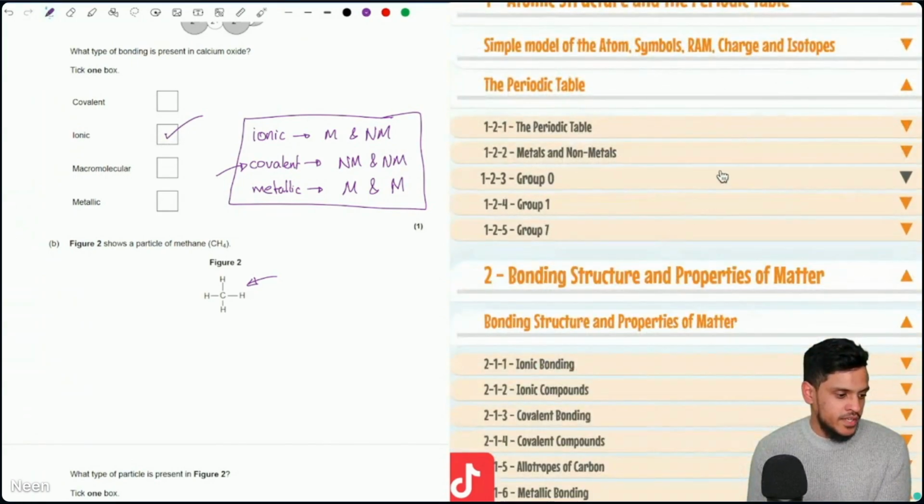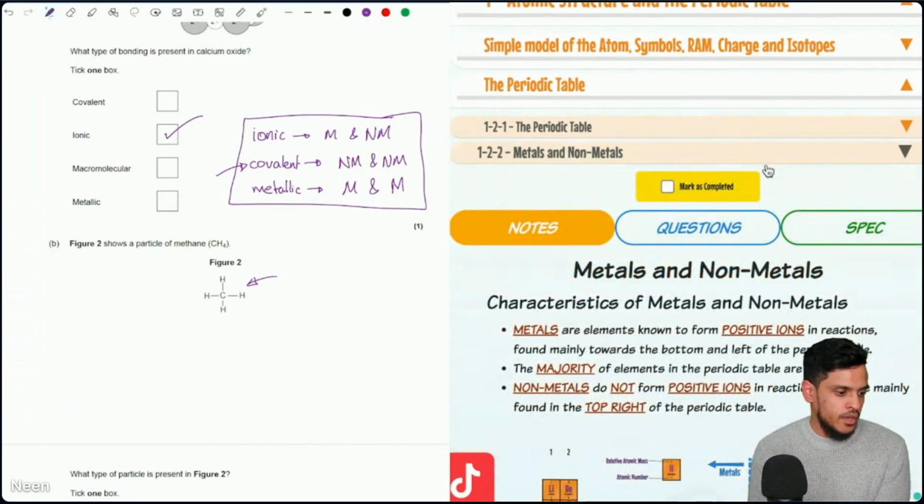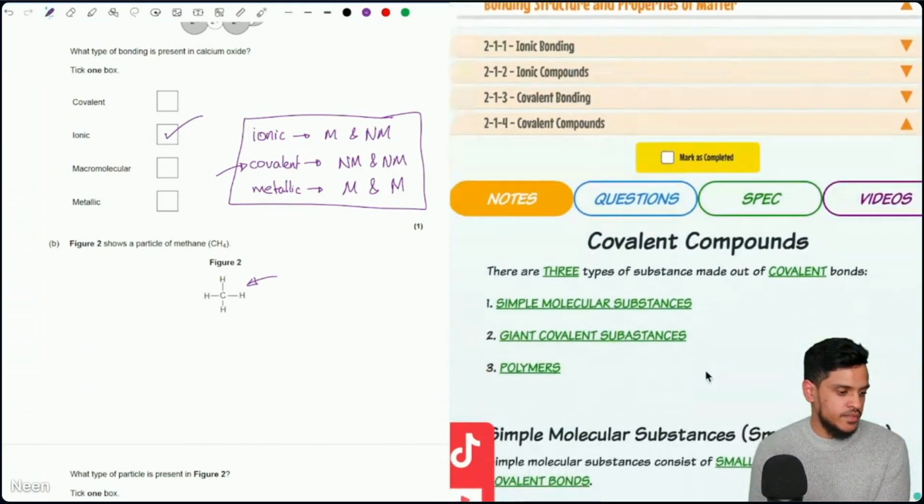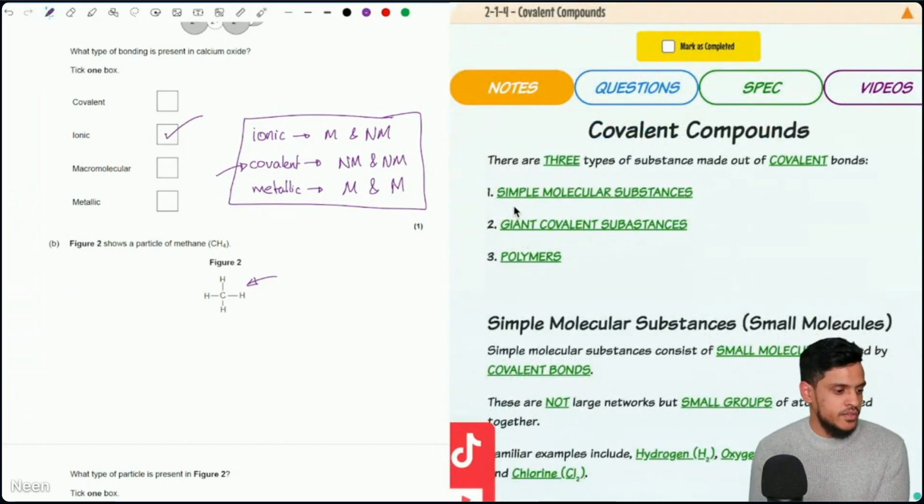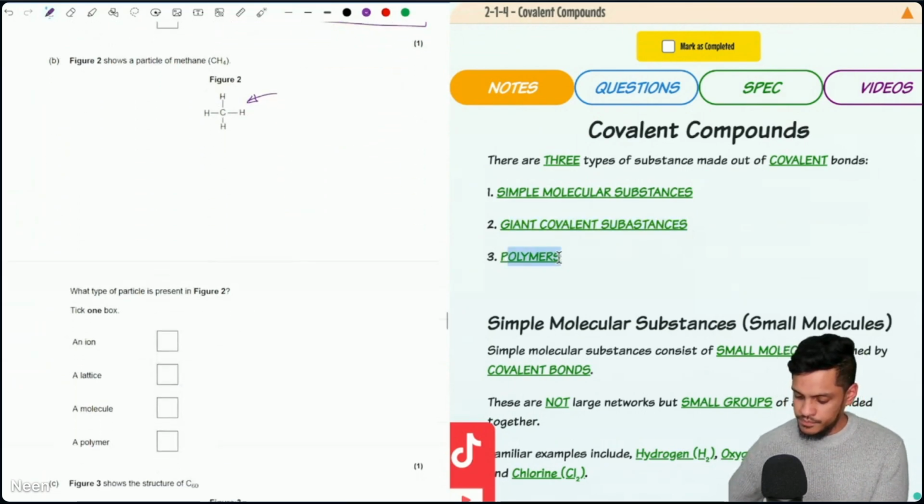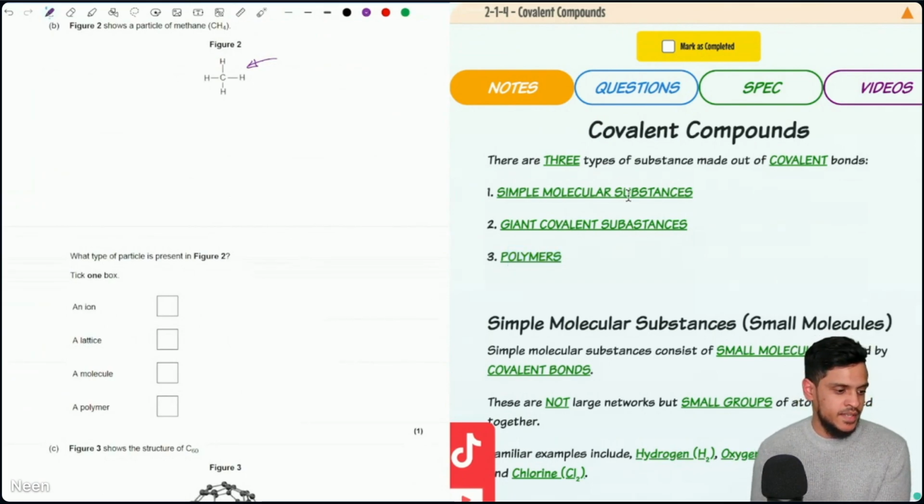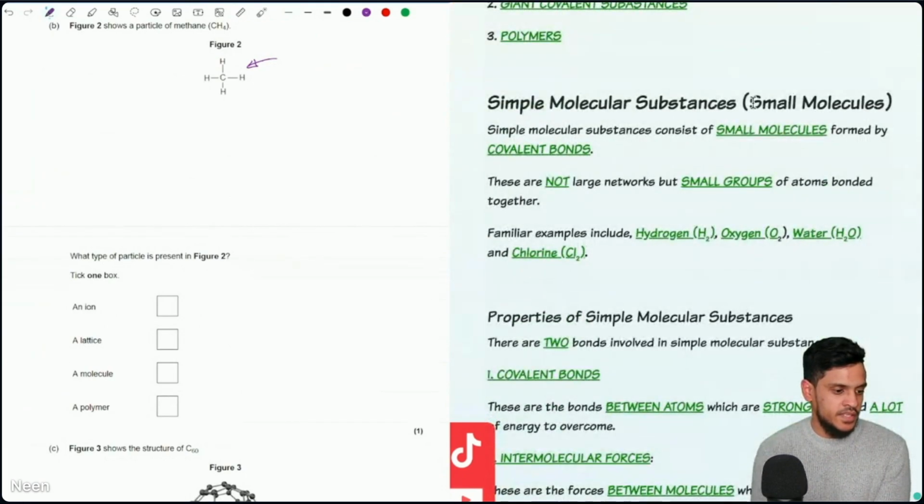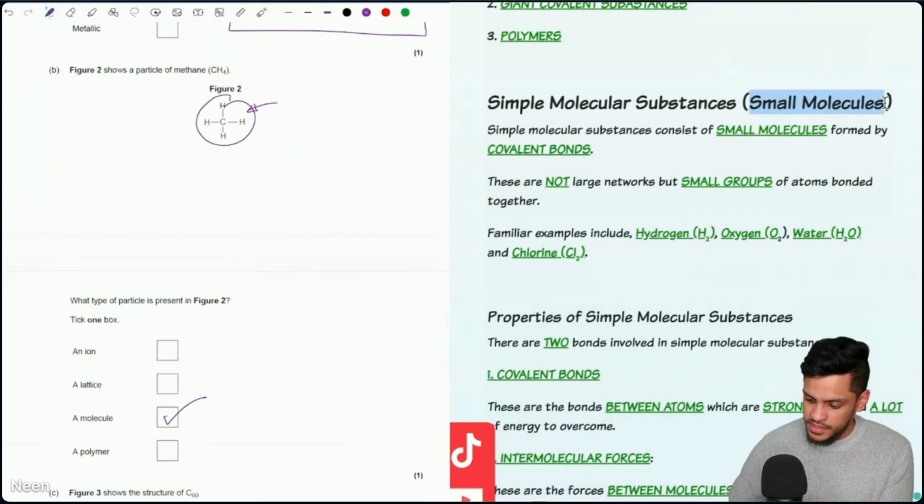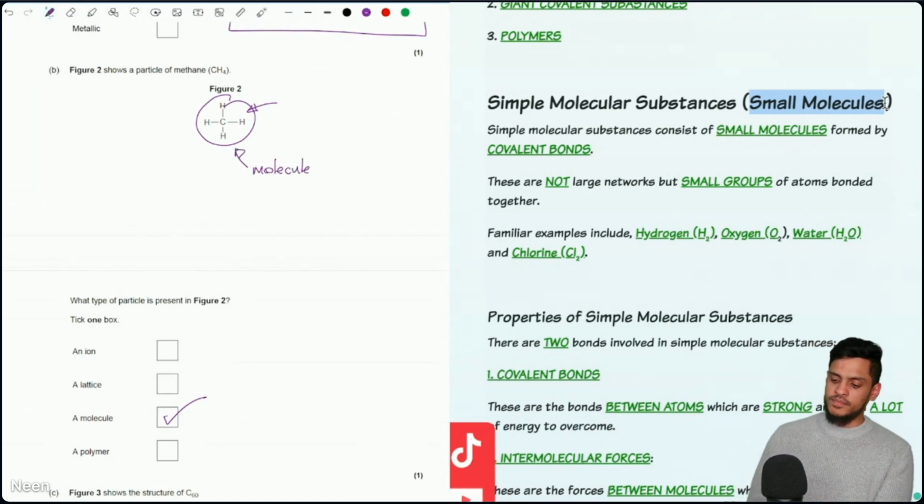Well done. So within covalent, we've got three different types of compounds. You can have simple molecular substances, giant covalent substances, and polymers. This here is a simple molecular substance. It's basically small molecules. That is a molecule of methane. A molecule is basically more than one atom bonded together in a particle.